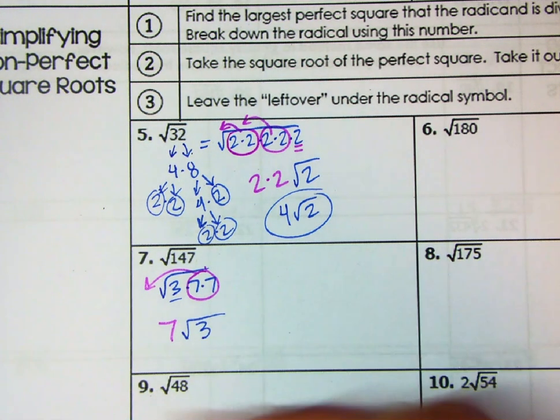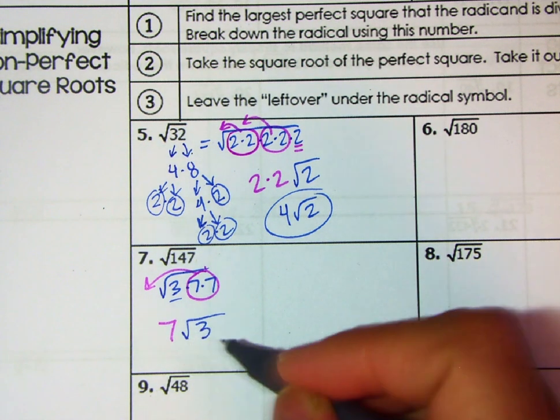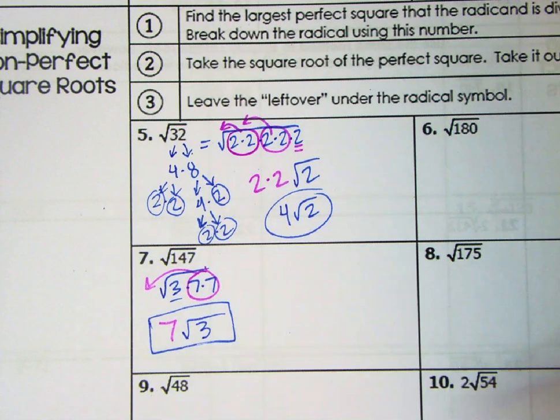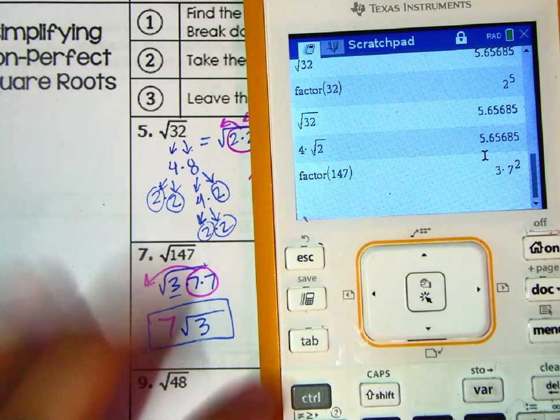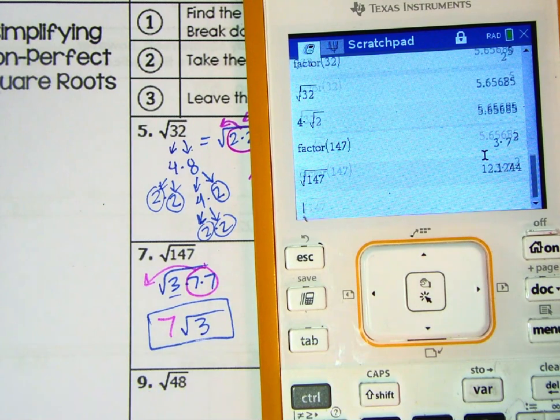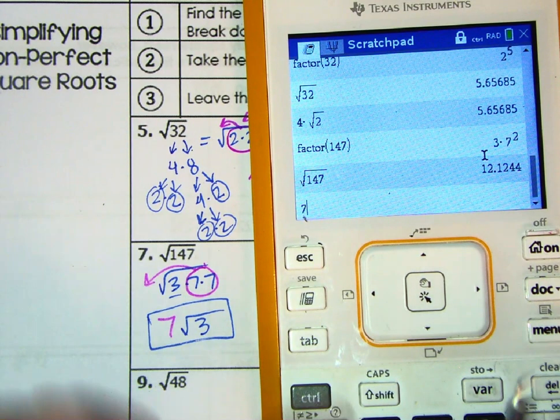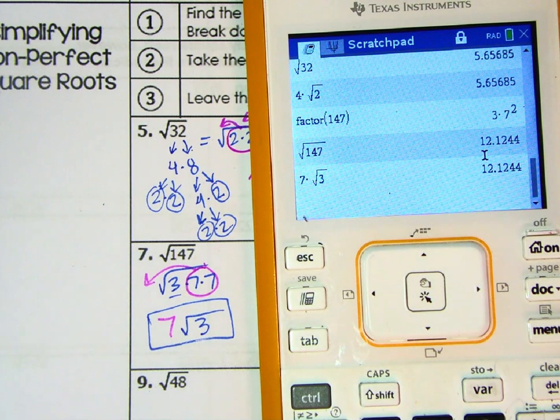And if you notice there's nothing else we can do, there are no numbers to multiply, so this is your answer. And just to verify that that's correct, you could type square root of 147 and then 7 square root of 3, and they are the same decimal.